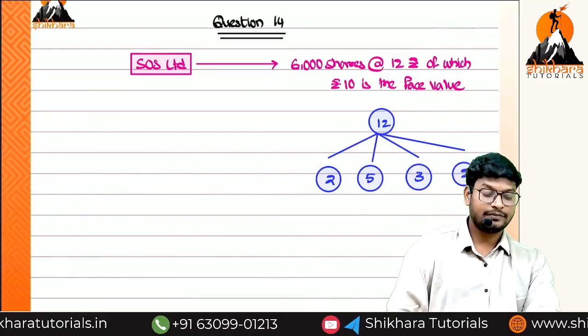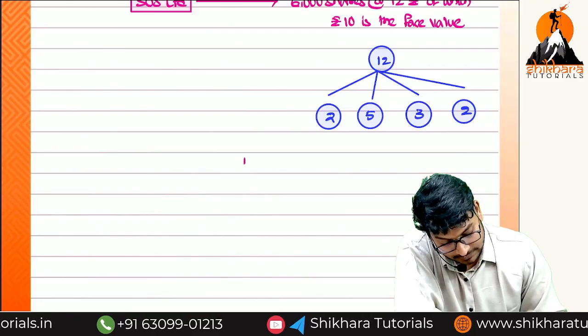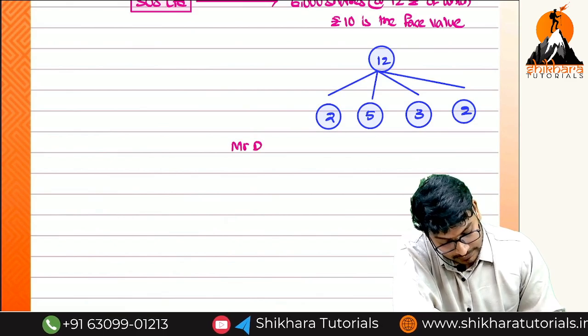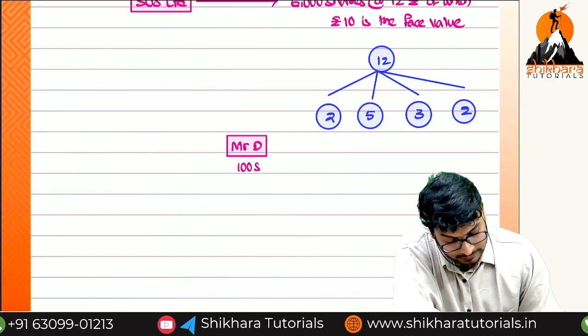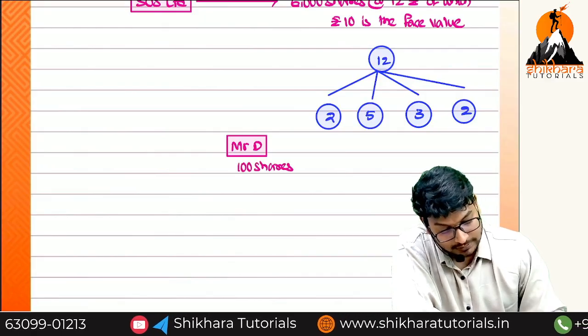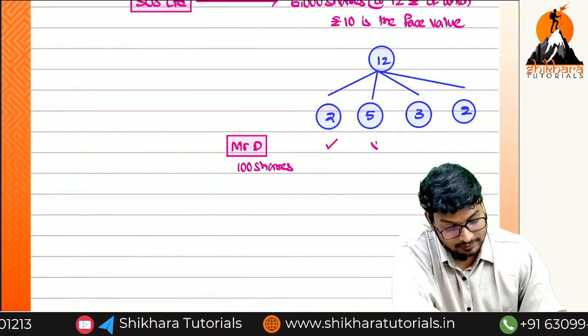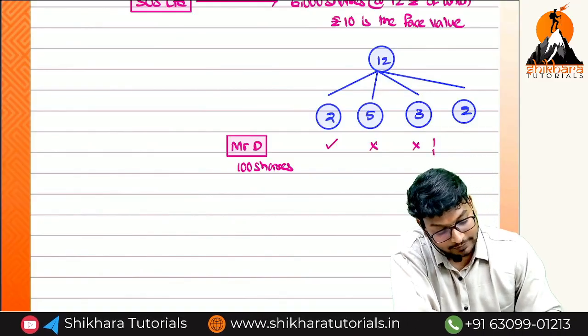How many fellows are there? 2 fellows. What are the 2 fellows' names? Mr. D is holding how many shares? 100. So he has paid the application, he has not paid the allotment, and he has not paid the first call, and then we have forfeited.